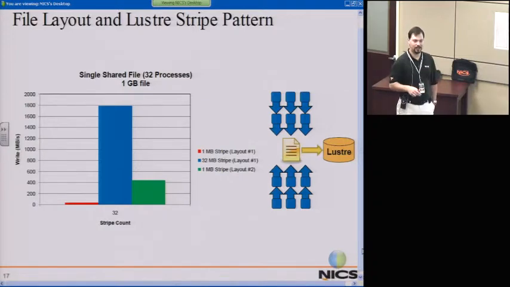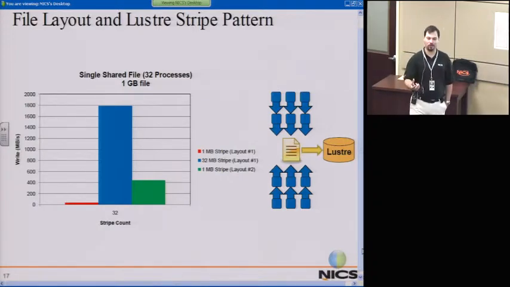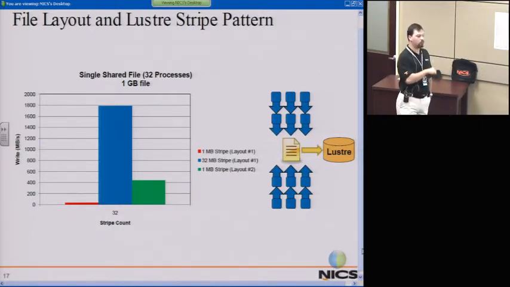So there's lots of contention there. In the second case, using a 32 megabyte stripe size, each process's data is on a single stripe on a different OST. So they're actually separated. So that increased the performance to now 1.8 or so gigabytes a second.